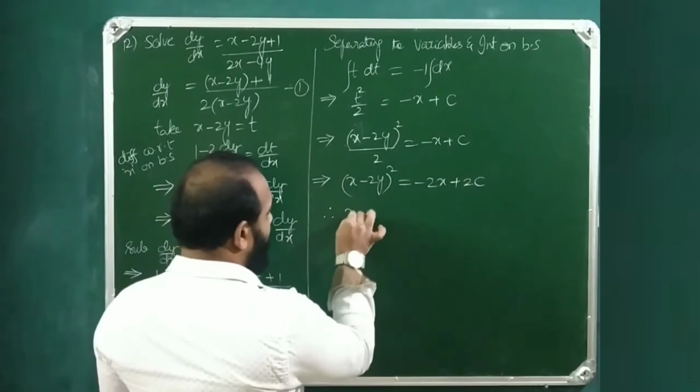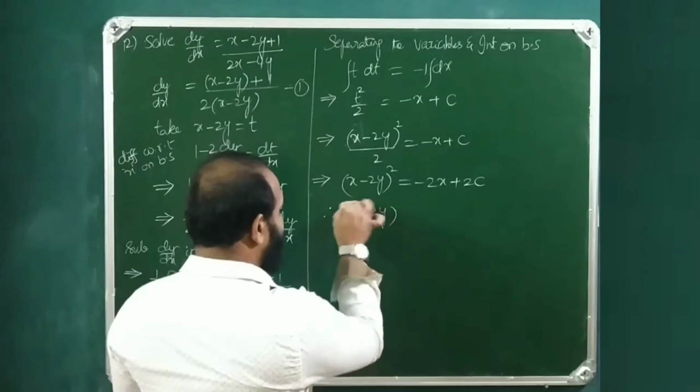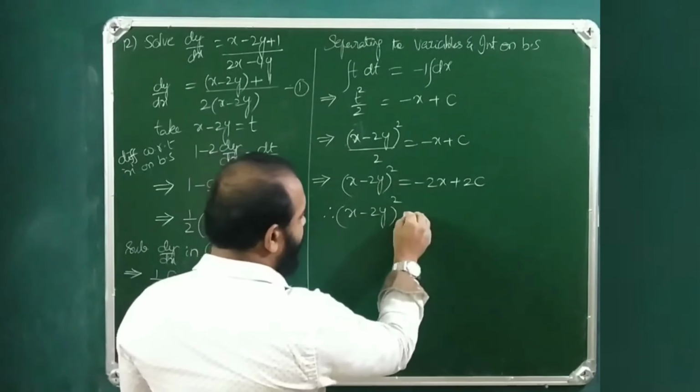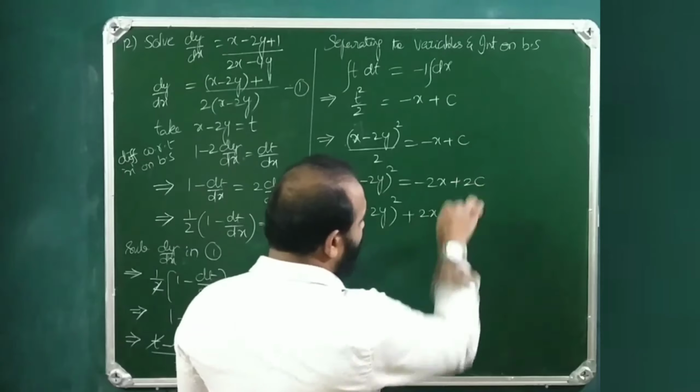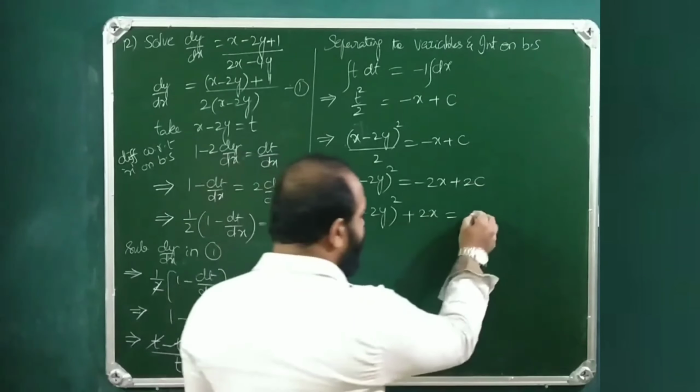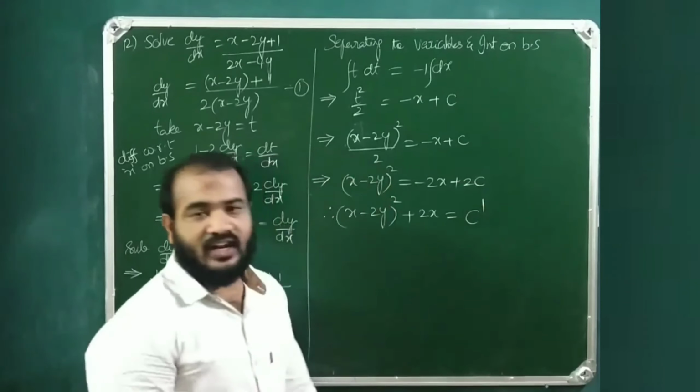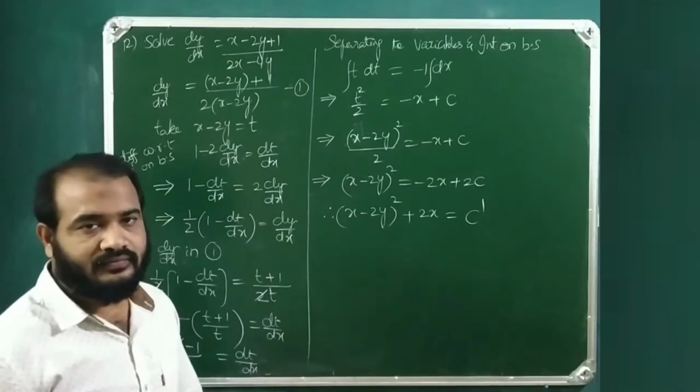Therefore, x minus 2y whole square, if you transpose the minus 2x onto this side, it is plus 2x. 2c is a constant, so we can take it as c dash, and this is the required solution.